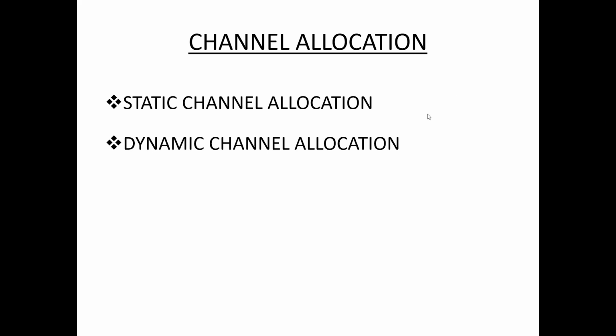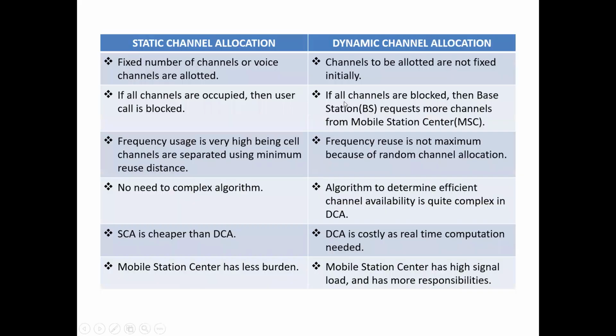Now we see the differences between static channel allocation and dynamic channel allocation. In static channel allocation, a fixed number of channels are allotted. In dynamic channel allocation, channels are not fixed initially; they are allotted to users dynamically as needed from a central pool. And the second difference: if all channels are occupied, then the user's channel call is blocked.